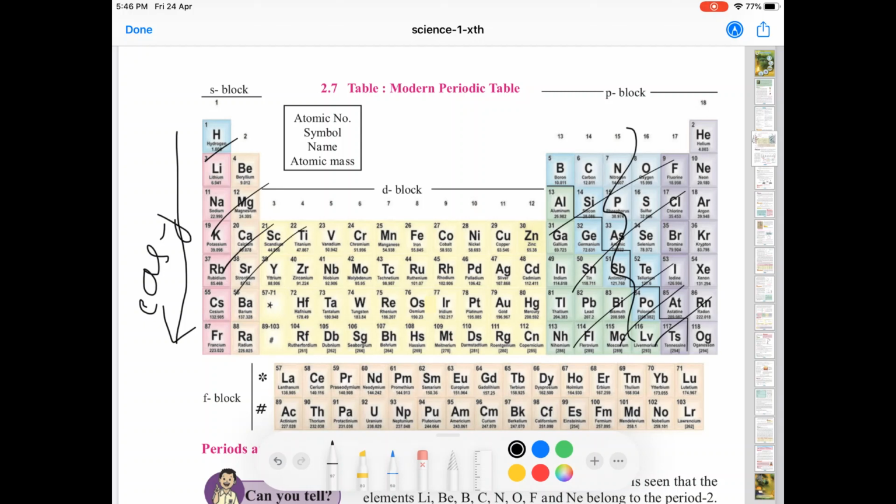So what conclusion have we come to? We have come to 4 conclusions. First one, the atomic size decreases when we move from left to right along a period. The atomic size increases as we go down the group.